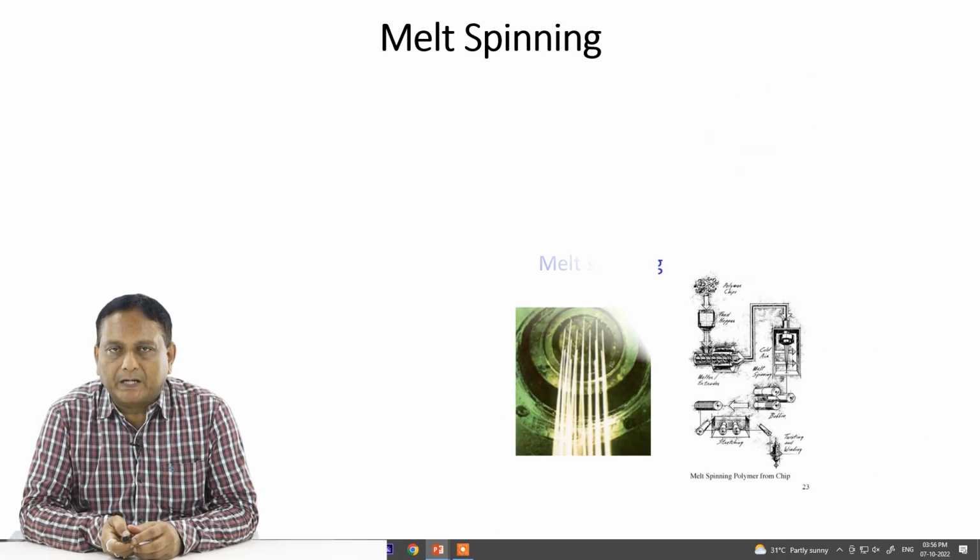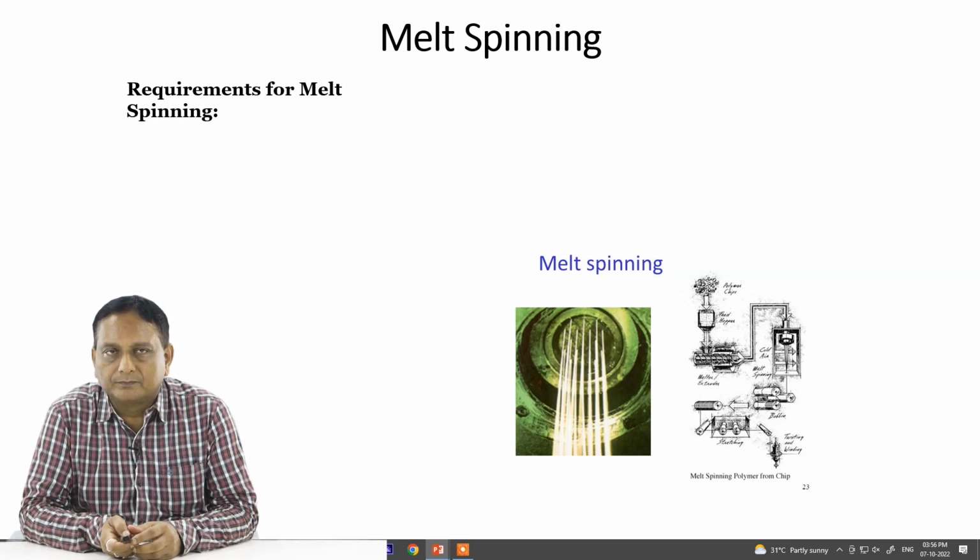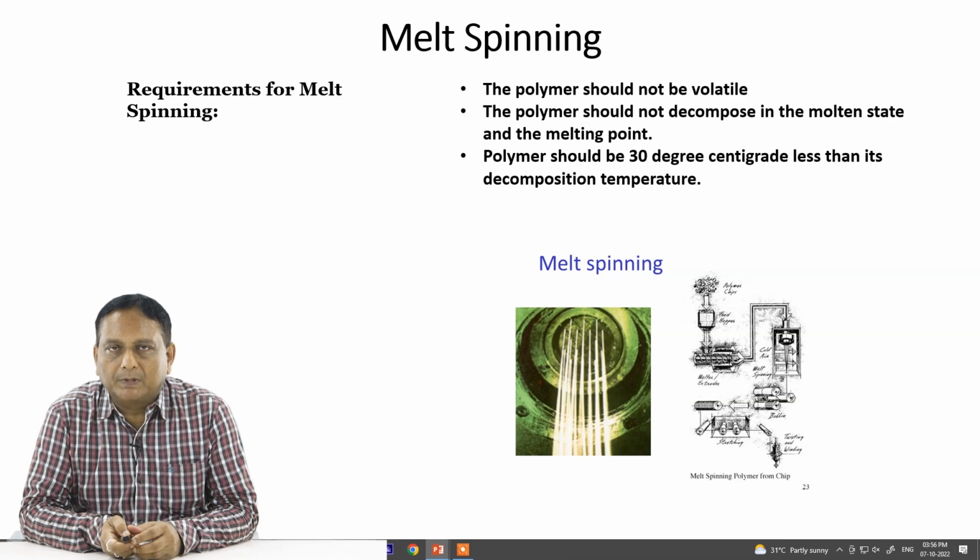Now what are the important parameters of this melt spun yarn? As you can see in a closer view how the melt spun yarn is produced. So requirements for melt spinning: the polymer should not be volatile, as is obvious that if the polymer volatilizes or vaporizes under high heating conditions, then ultimately one cannot produce the fiber out of it. So it should not be volatile.